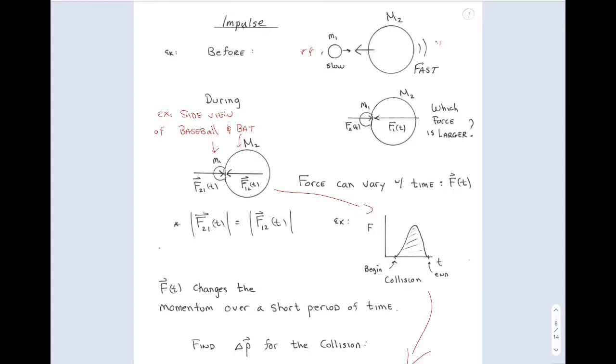So here I have two objects moving toward each other. Maybe this is a slow marble, and this is a huge bowling ball. So I have this one moving slow, this one moving fast. This is the before picture, before they collide. This is the during picture. When they collide, they deform a little bit.